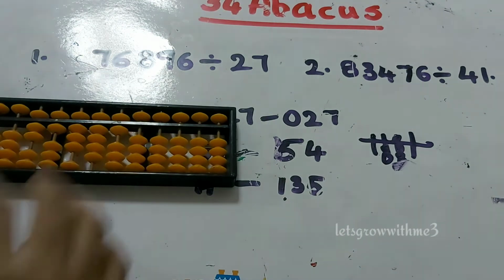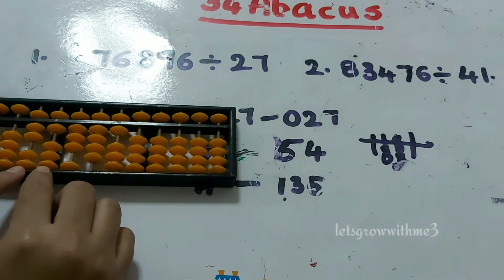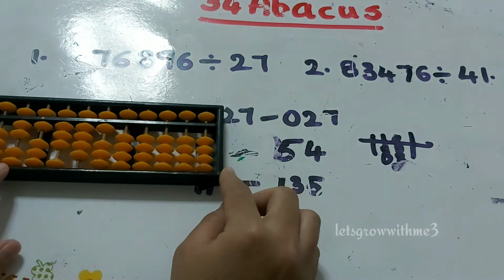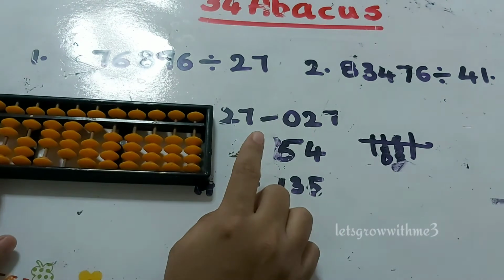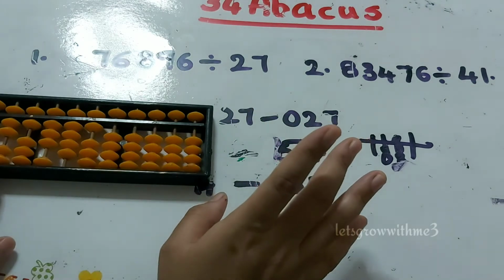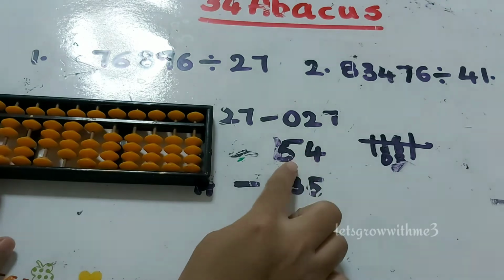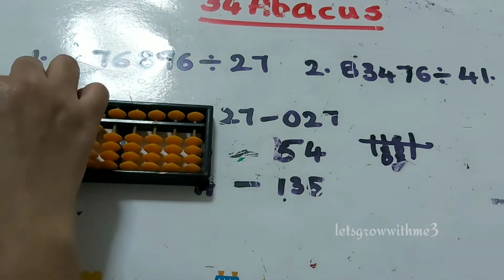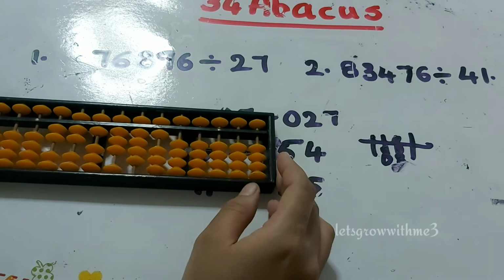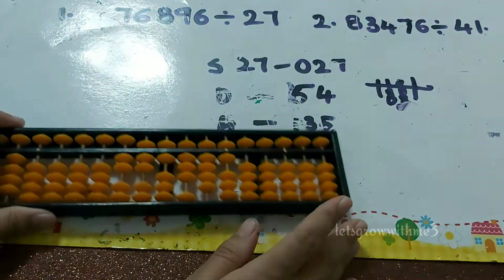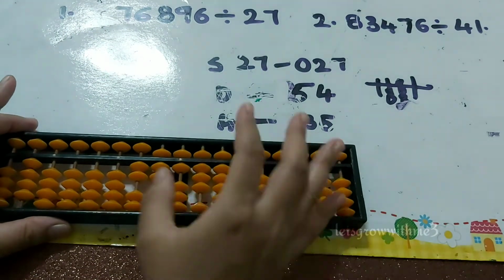Then first we will consider the 2 digits 76. 27 is our divisor, and 27 is smaller than the dividend, so we can divide. How many times? 2 times, not 5 times. So I am keeping 2 over here.